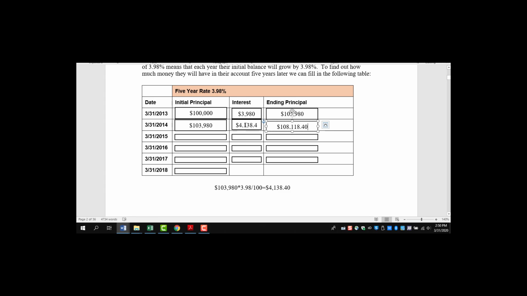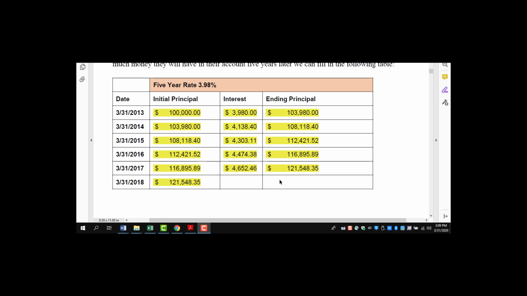All right, so I'm going to switch screens now, put in the answers here, and just discuss that for a second. But you see how this is working, right? 3.9% of 100,000, but you add the money at the end of the first year, and take a look at that. So here is what we have, all the answers filled in.